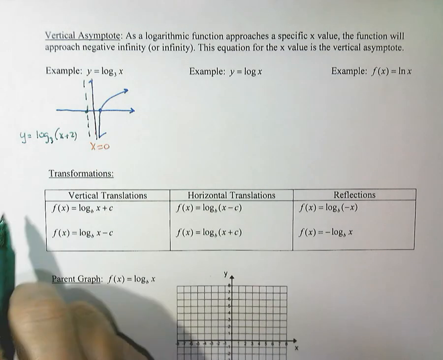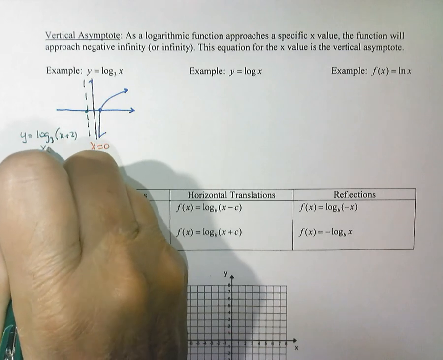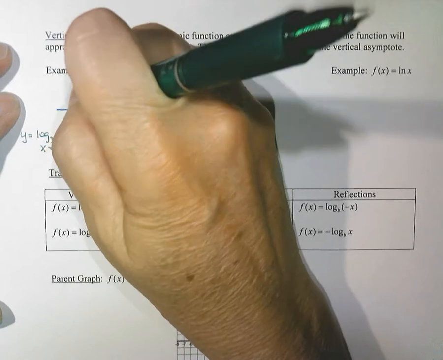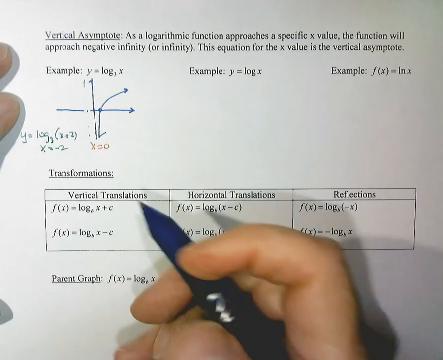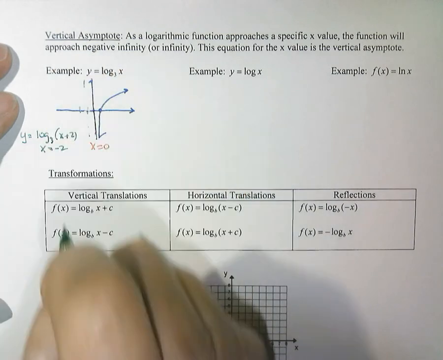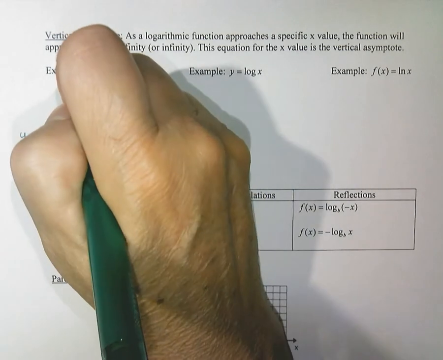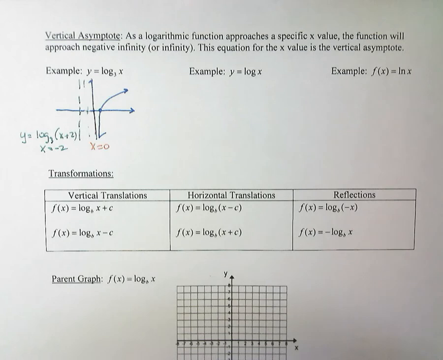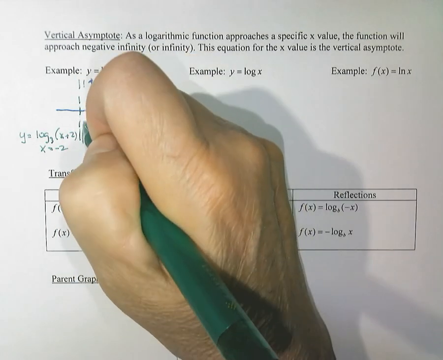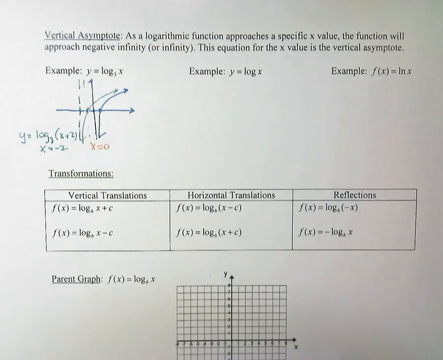So instead of x equals 0, my vertical asymptote is going to be x equals negative 2. Actually, I did that wrong. Let's make this correct. I was thinking my y-intercept. My vertical asymptote is x equals negative 2. That's my y-intercept. And it looks like that.